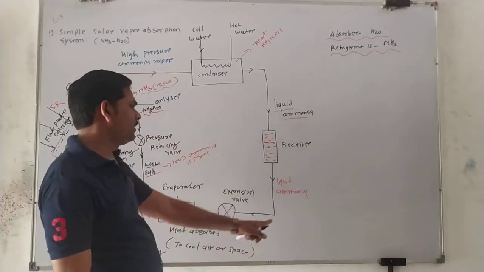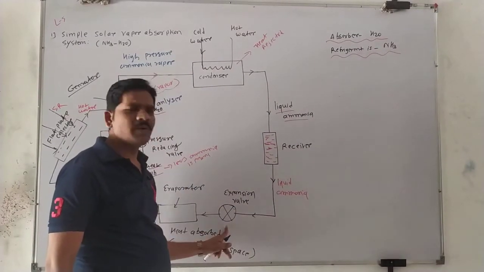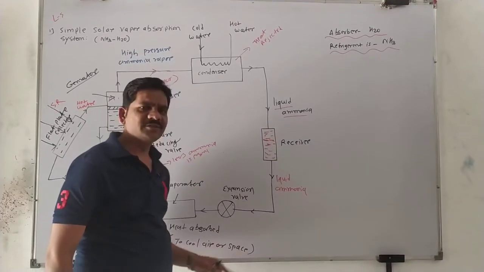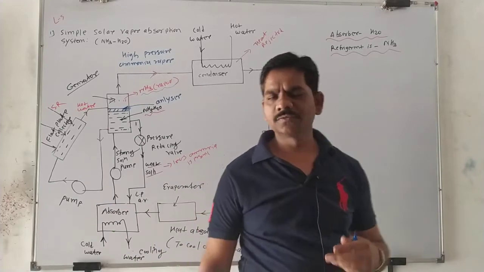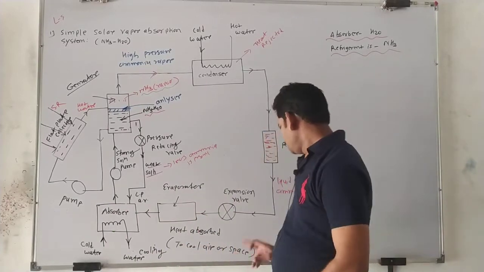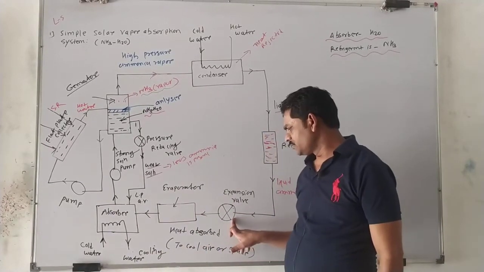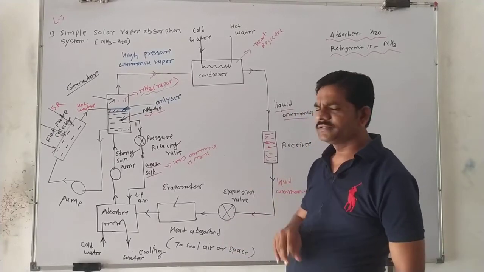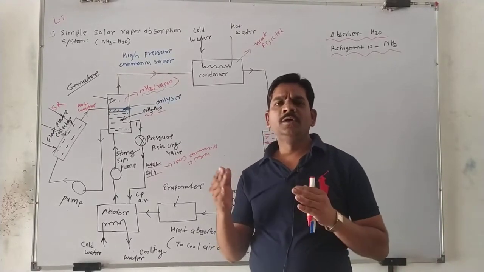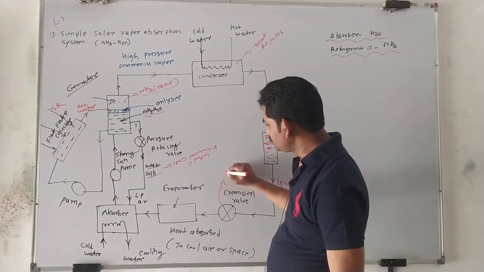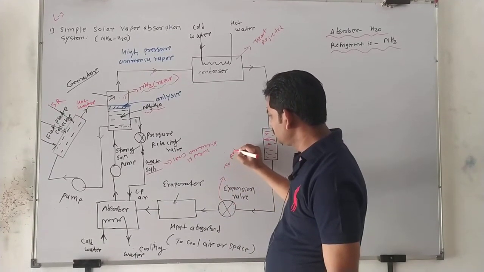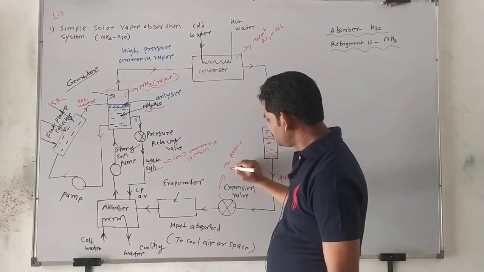this liquid ammonia is passed through this expansion valve. This is the expansion valve, this is the throttle valve, or another name is capillary tube. So this liquid ammonia is passing through the expansion valve. What is the use of the expansion valve? To reduce the pressure. The expansion valve is used to reduce the pressure.